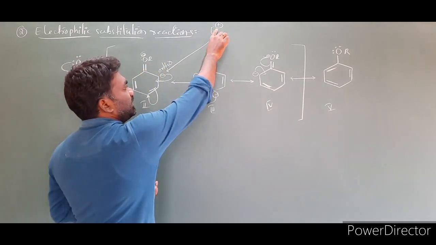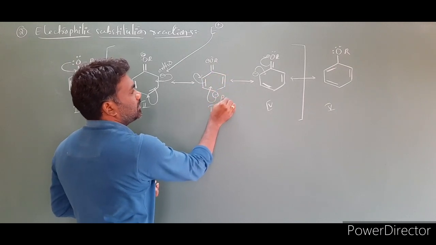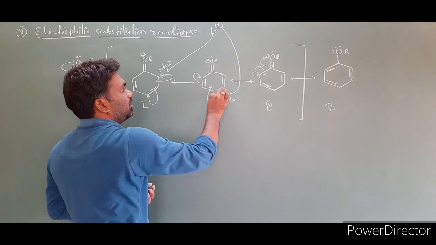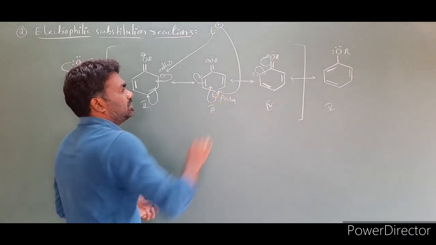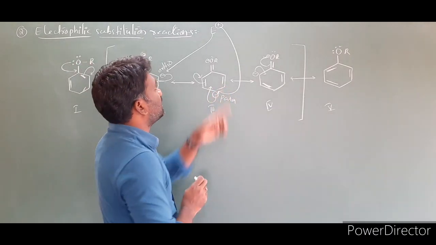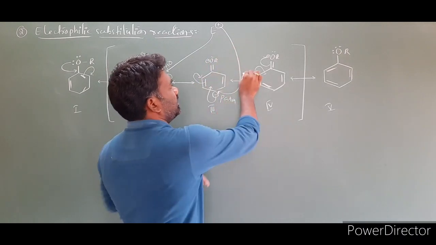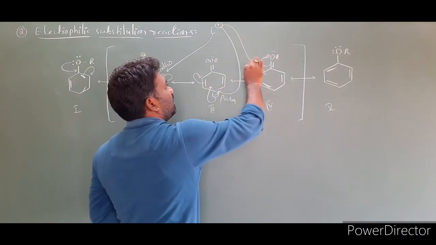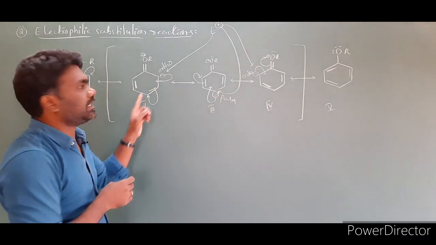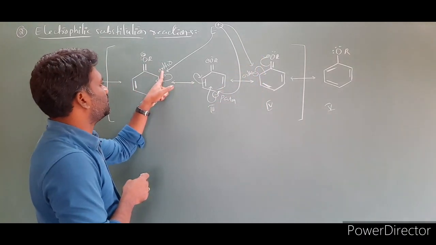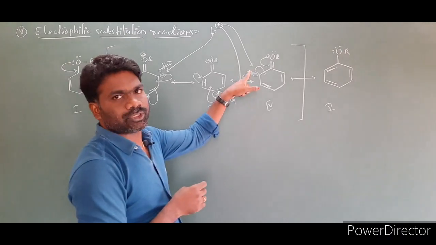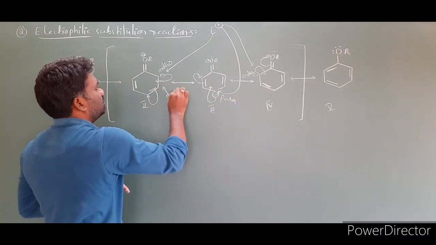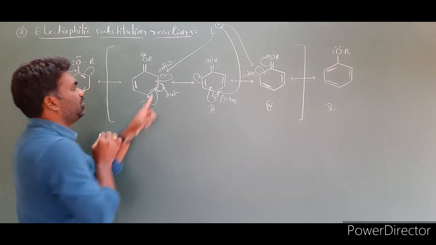Next, the electrophile can attack at which position? This position is called the para position. So the electrophile can attack at the para position. That is the second possibility. The third possibility is the electrophile can attack at, what is this position name? Ortho position again. So electrophiles can attack at ortho position, para position, ortho position. This position is called the meta position.